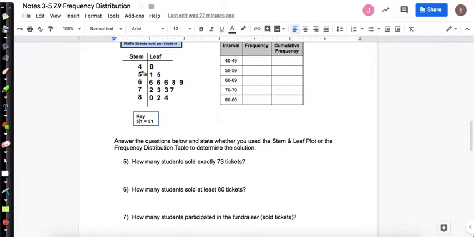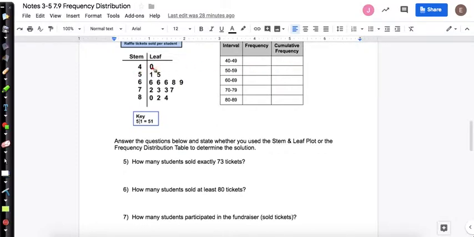So remember we said the stem is the tens place and the leaf is the ones place. So this is read 40. This number right here is 51, 55, 66, 66, 66, 68, 69, 72, 73, 73, 77, 80, 82, and finally 84. Okay, so what we're going to do is look for all the numbers between 40 and 49, and we're going to put the frequency, and then we're going to do the cumulative frequency.